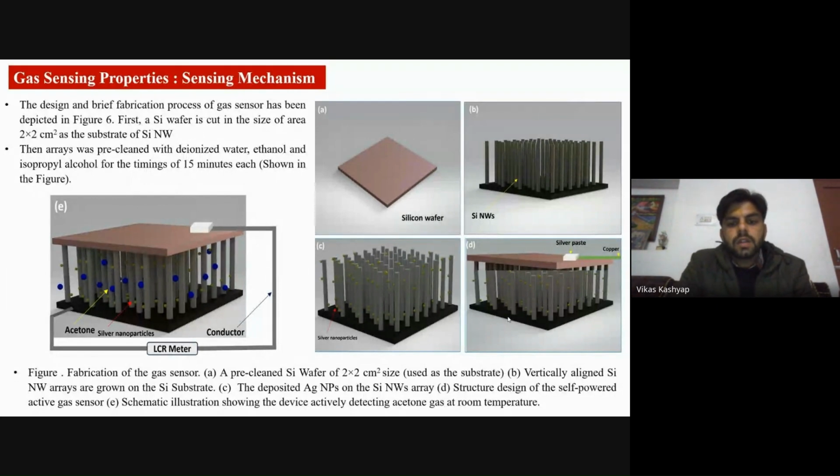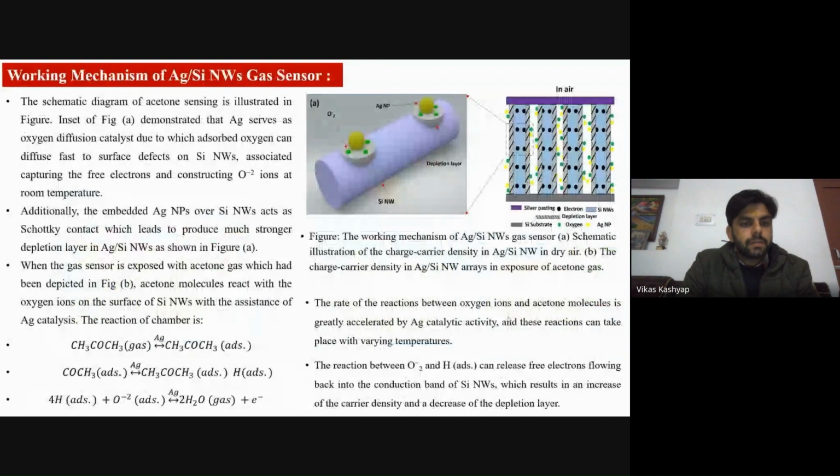After that, silver nanoparticles are deposited on the silicon nanowires, which is shown in slide C as well. And after that, when we use acetone as a gas, the silver nanoparticles stuck onto the silicon nanowires as well. And we measure it using the LCR meter.